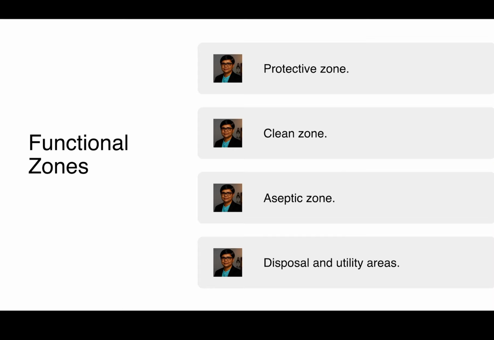A modern OT is commonly divided into functional zones. The protective zone is the outer access area, the clean zone contains support spaces, and the aseptic zone includes the operating room itself. Disposal and utility areas must be physically separated to prevent cross-contamination and to ensure safe movement of soiled materials, biomedical waste, and used instruments.